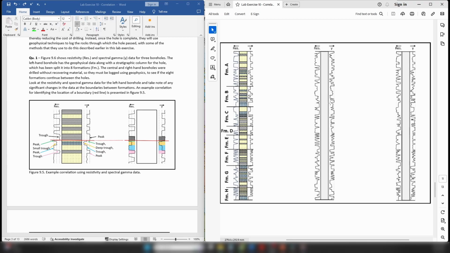I'm going to repeat that again. You are looking for the boundaries. You aren't trying to pick individual layers from one borehole to another. You are looking for the position of the boundaries.